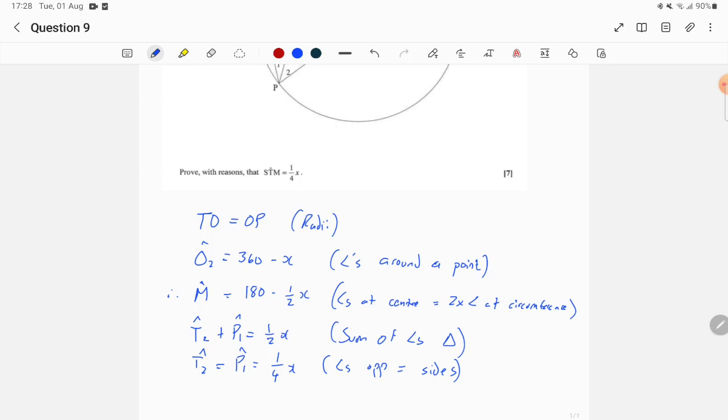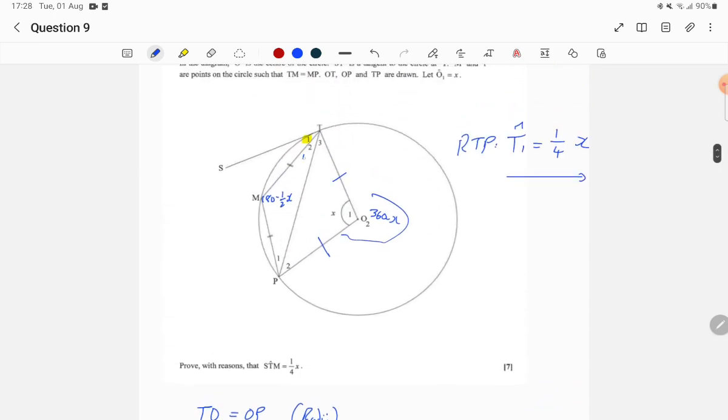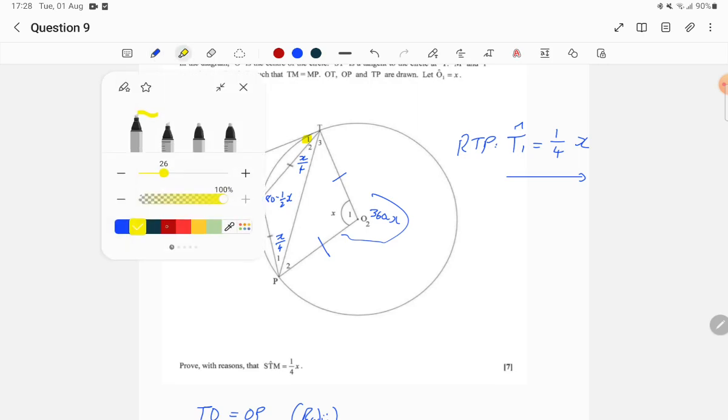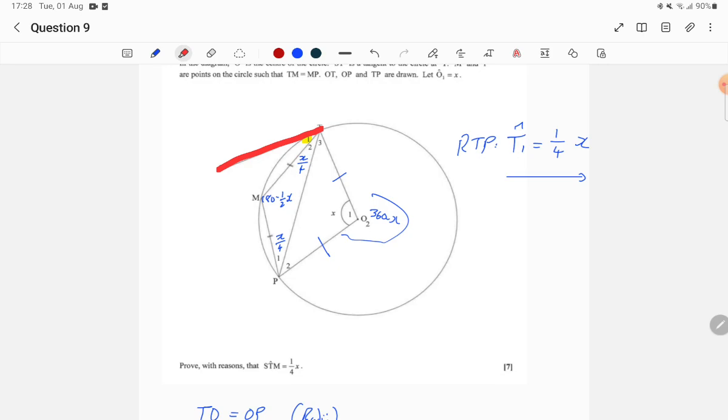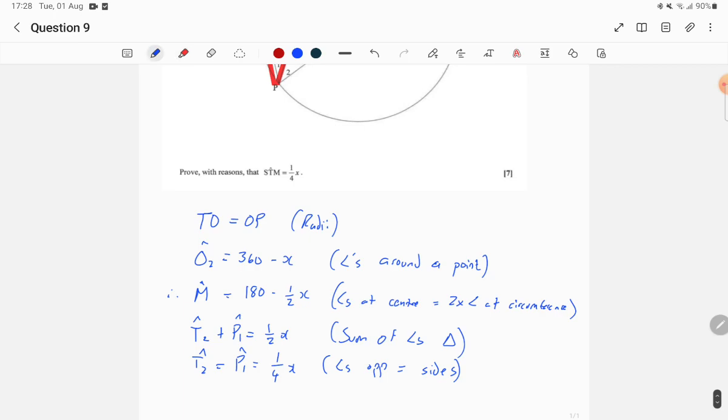And then lastly, if this is a quarter X, let's just make it X over 4 because of space. We then have this tangent. So if we have this tangent here, and that's an angle of the tangent, if we use this chord, that gives us P1 here. And that actually proves, using the tan-chord theorem, that T1 is equal to P1, which is equal to a quarter X, which is what we wanted. And our reason is tan-chord theorem.